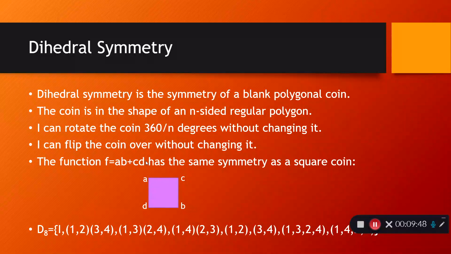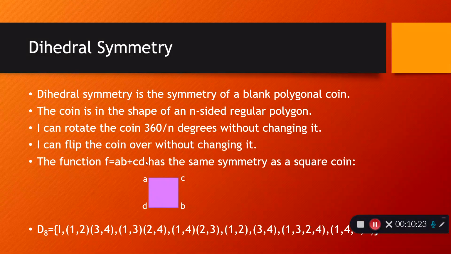I mentioned dihedral symmetry. This is AB plus CD. And there are functions of any number of inputs that possess dihedral symmetry. It's the symmetry of a blank polygonal coin. The coin is in the shape of an n-sided regular polygon. I can rotate the coin 360 divided by n degrees without changing it. I can flip the coin over without changing it.